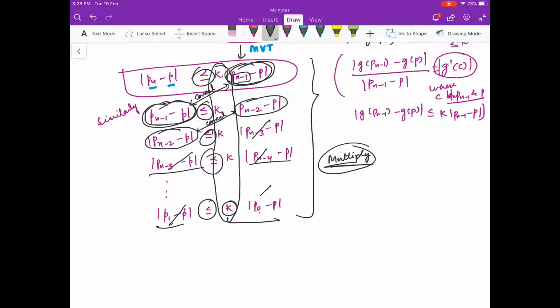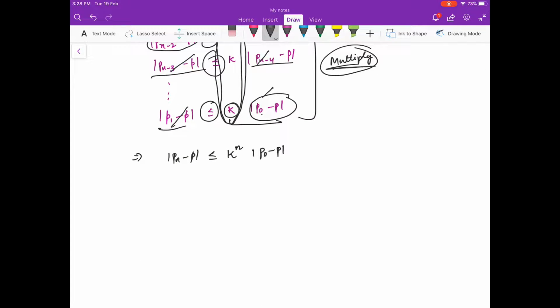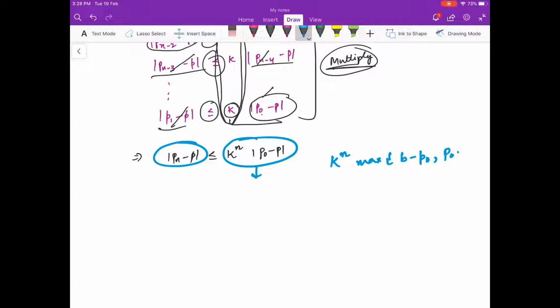So ultimately left hand side you will be left with only this term, right hand side you will have these n Ks and only this term. So it implies you will get |Pn − P| ≤ K^n |P0 − P|. Okay. Now you want to prove here left hand side is okay, right hand side you want to prove K^n times maximum of (B − P0, P0 − A). So this is what you want on the right hand side.